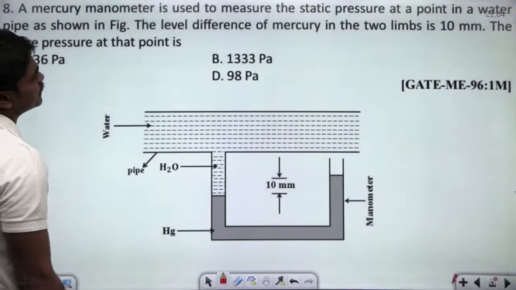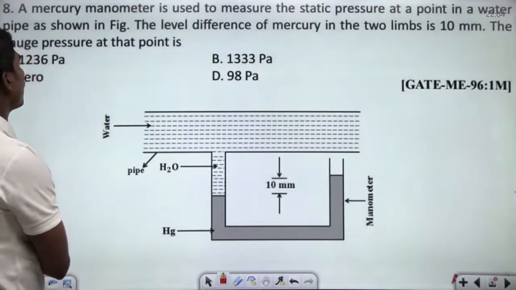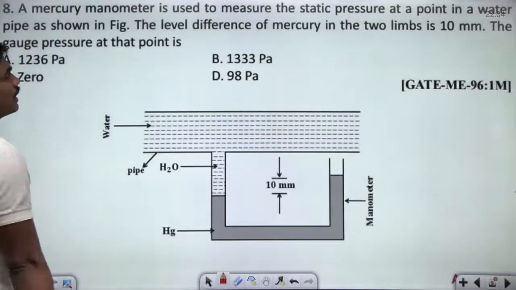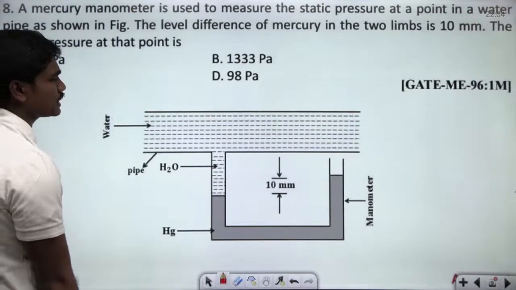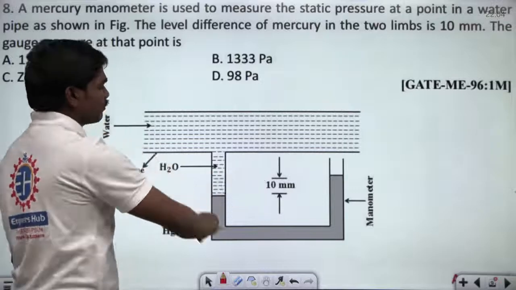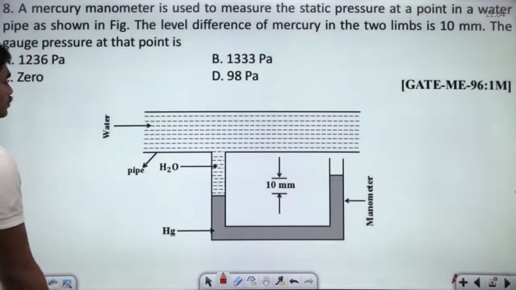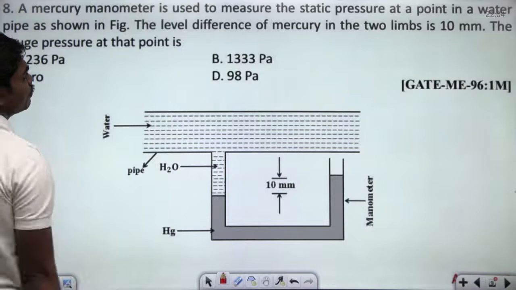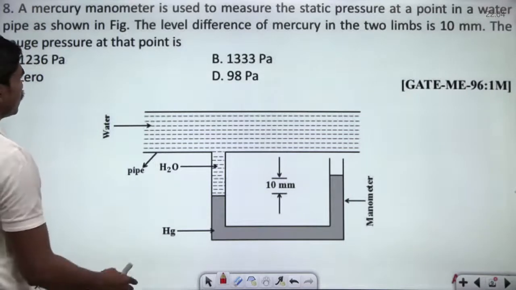A mercury manometer is used to measure the static pressure at a point in a water pipe as shown in the figure. The level difference of mercury in the two limbs is 10 mm. So this difference is 10 mm. Fine. If this is 10 mm, the gauge pressure at that point is.